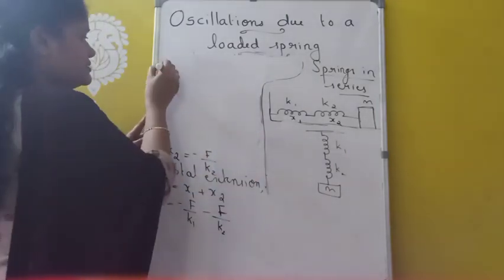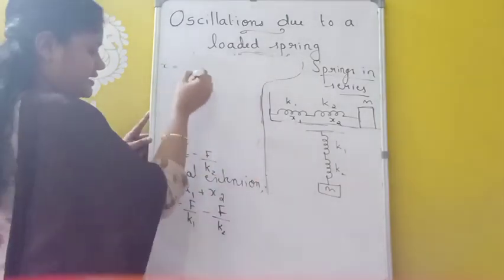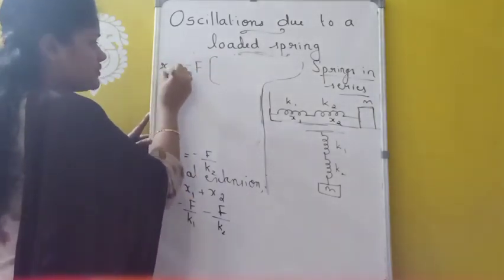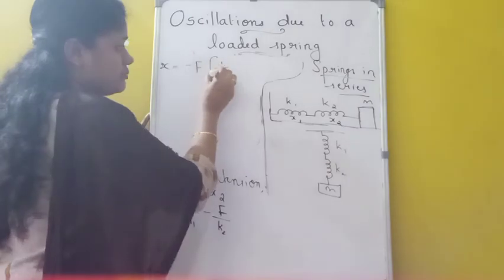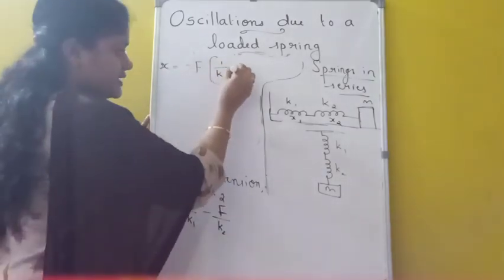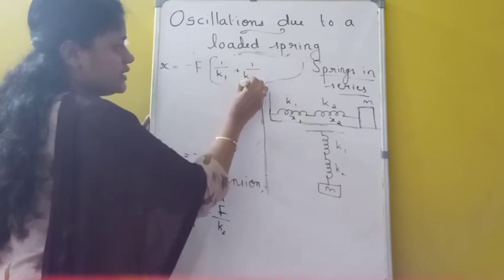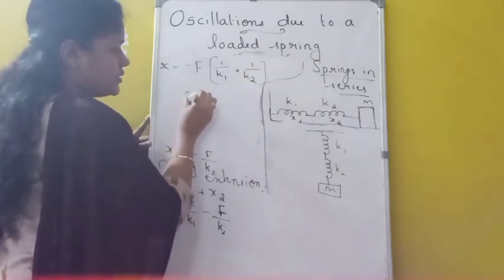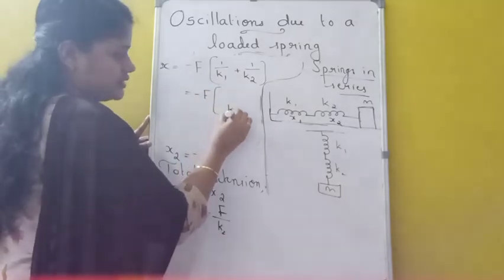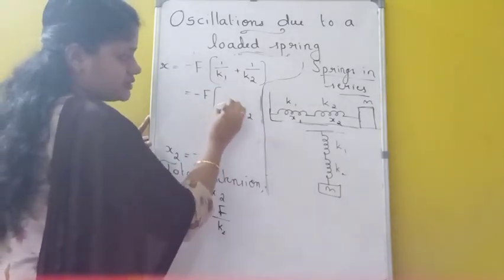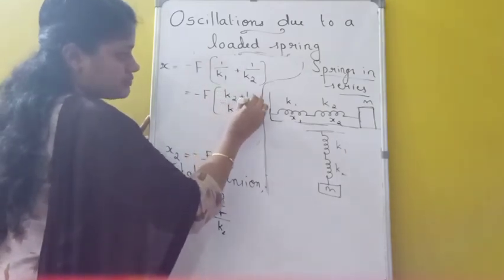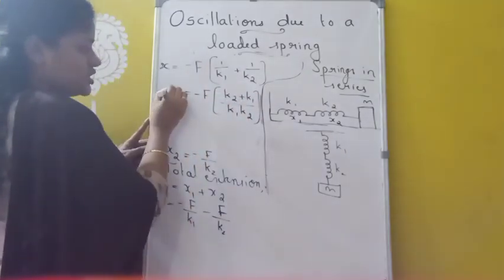So X equals minus F into, remaining, 1 by K1 plus 1 by K2. Now again, minus F into, taking the LCM K1 K2, the numerator is K2 plus K1. So X equals minus F into (K1 plus K2) by K1 K2.